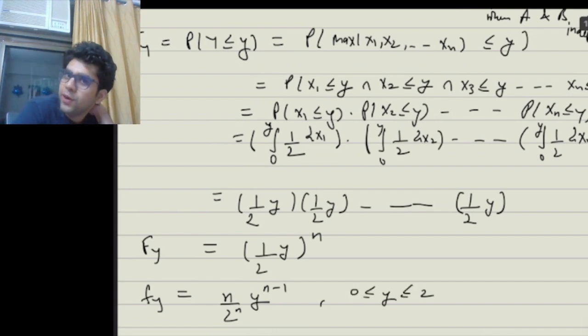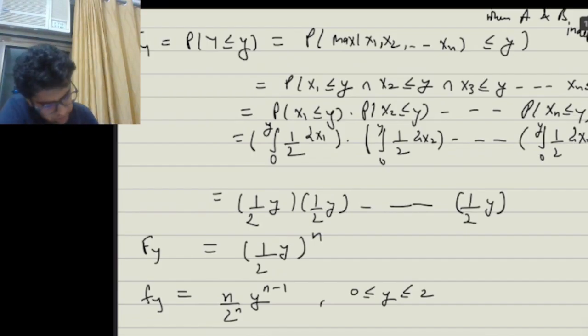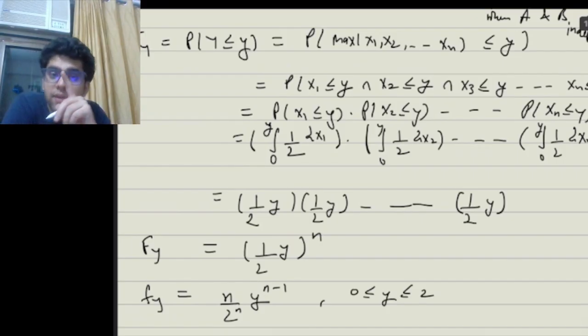Now why does y lie between 0 and 2? Because y was greater than or equal to the max of all of these values, and the max value can be 2. But remember, the max value can be 2, but the max value can also be 0. What if all of the random variables, because essentially it is a random variable, right? Now the question can arise in your mind that because the max value that x can attain is 2, then why isn't y essentially greater than or equal to 2?